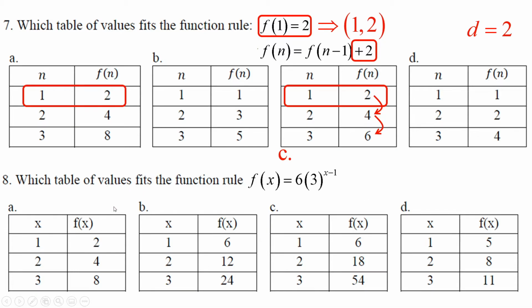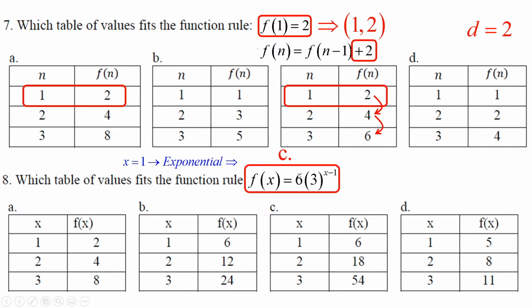Now, number 8. Which table of values fits the function rule for f of x equals 6 times 3 to the x minus 1? Okay, so this is an exponential function where, because of this x minus 1, the first x in my table is 1. So I know that my first x has to be 1 and it has to be exponential. Well, the first x is 1 in all of them, so that doesn't help me there.